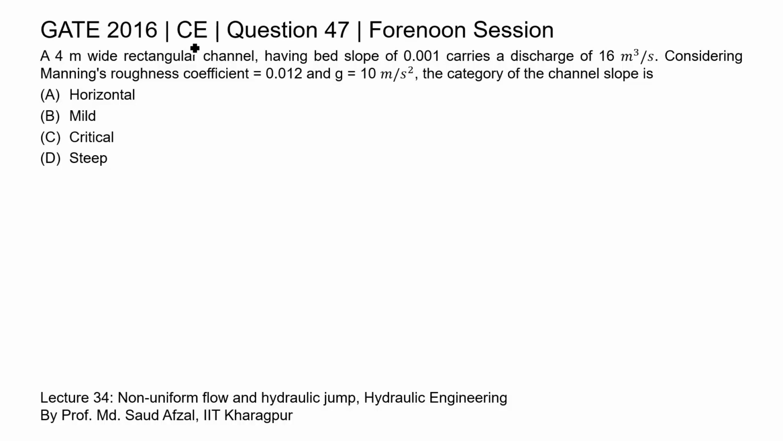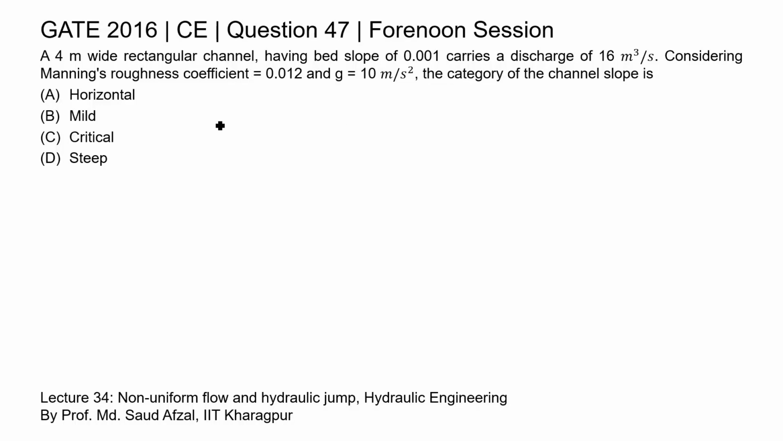This is question 47 of Civil Engineering paper GATE 2016 forenoon session. A 4 meter wide rectangular channel having bed slope of 0.001 carries a discharge of 16 meter cube per second. Considering Manning roughness coefficient 0.012 and g 10 meter per second square, the category of the channel slope is.